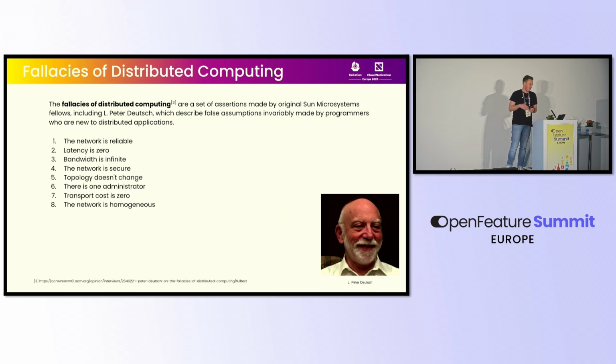People always think that the network is reliable. Latency is zero, we don't have to consider that. Bandwidth is infinite, so we can send any amount of data, we just have to send it. The network is secure, it's our network, it should be secure. The topology doesn't change, we know what we are running there, we know how the systems interact with each other. There's one administrator. That's typically not what happens. You think you know every one of them, but then there's another one who doesn't know you. And then the transport cost is zero and the network is homogeneous.